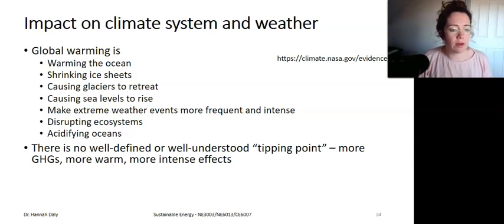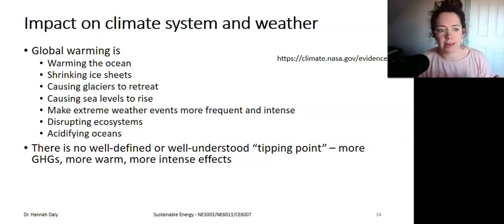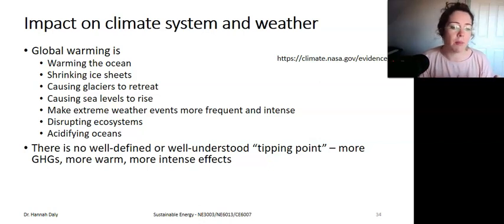There's also no well-defined or well-understood tipping point. People sometimes think that we've gone past the point of no return, or there's some sort of magic year in 2030 by which we have to take some action. The cumulative impact of past carbon dioxide emissions already has a huge impact that will have an effect for centuries to come. But the more greenhouse gases that we emit, the more warming and more intense effects there will be. Basically, a lot of these effects are just related to the concentration of CO2. So the faster we reduce CO2 emissions, the more we can reverse this.